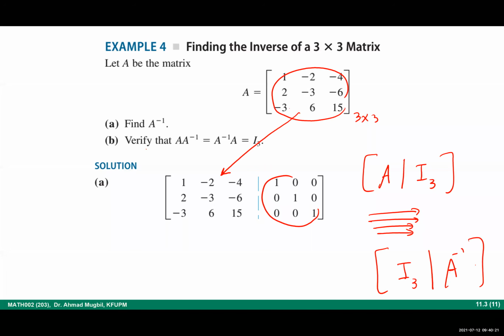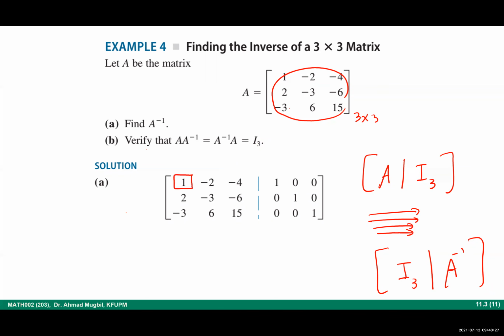Okay? So what do you think? Do you remember the steps that we did in 11.1? We need this to be 1. It is 1. Thank you. It is ready. We need this to be what, ya shabab?